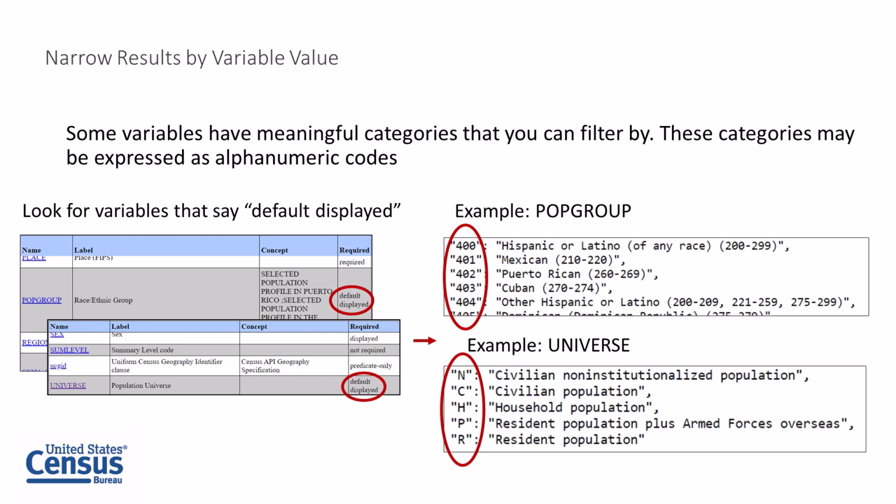As you're looking in the Discovery tool, a good indication that the variable provides data for meaningful categories is when it says default displayed in the required column. When you see that, the output for these variables will be for categories expressed as some combination of letters and numbers. One example is the variable pop group from the American Community Survey, where you can see a range of values that refers to different population groups. Another example is the universe variable from the Population Estimates program, where a value of C provides data for the civilian population.